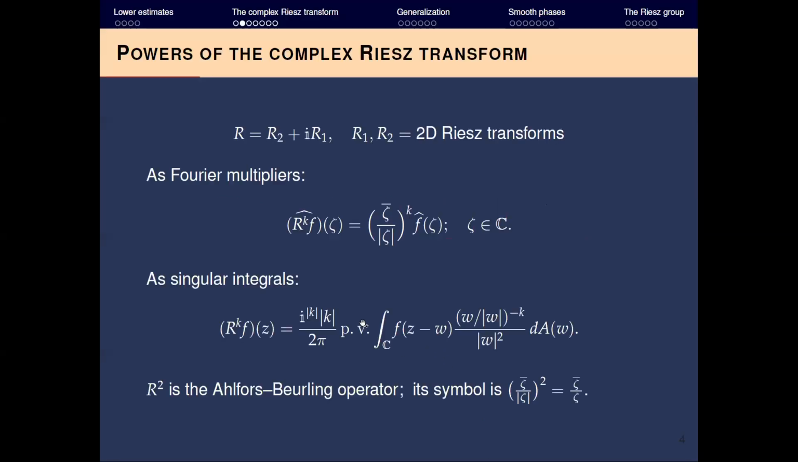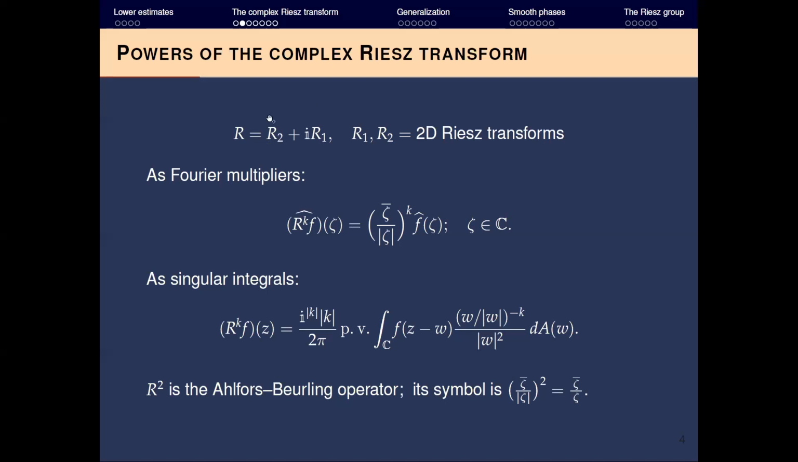So in the first example, we consider powers of the so-called complex Riesz transform. So what is the complex Riesz transform? It is a two-dimensional singular integral. So it is this kind of combination of the two Riesz transforms that are defined in the most standard way, in the standard normalization, R2 plus i times R1.